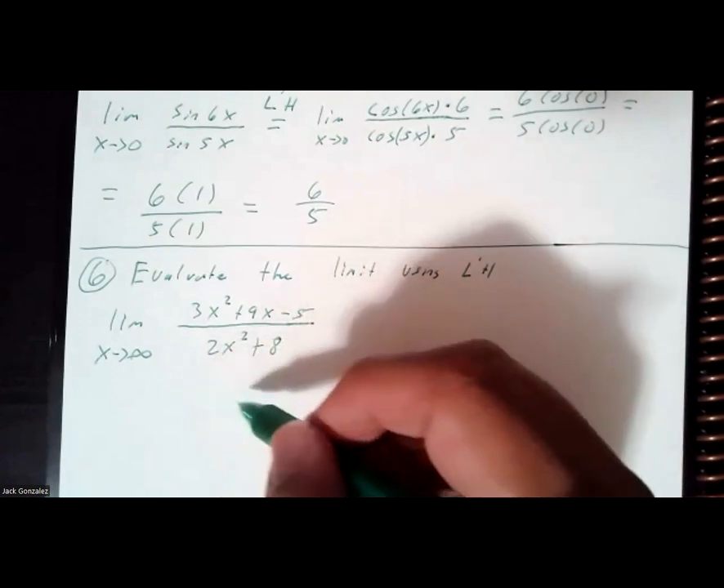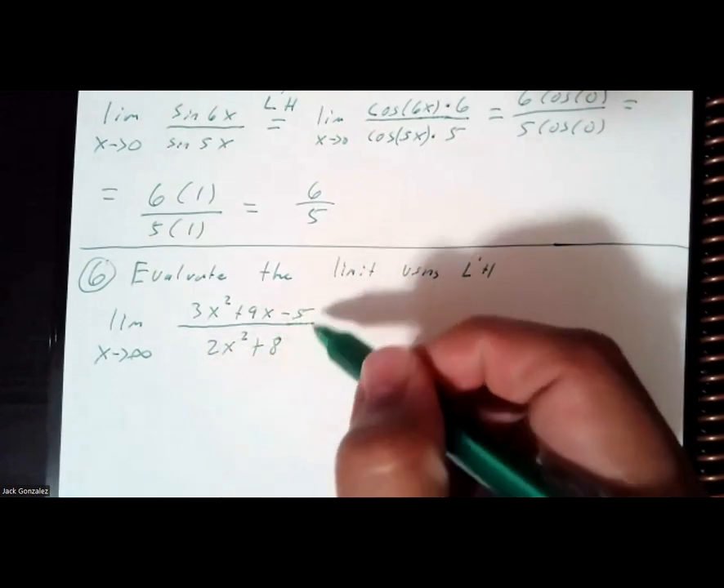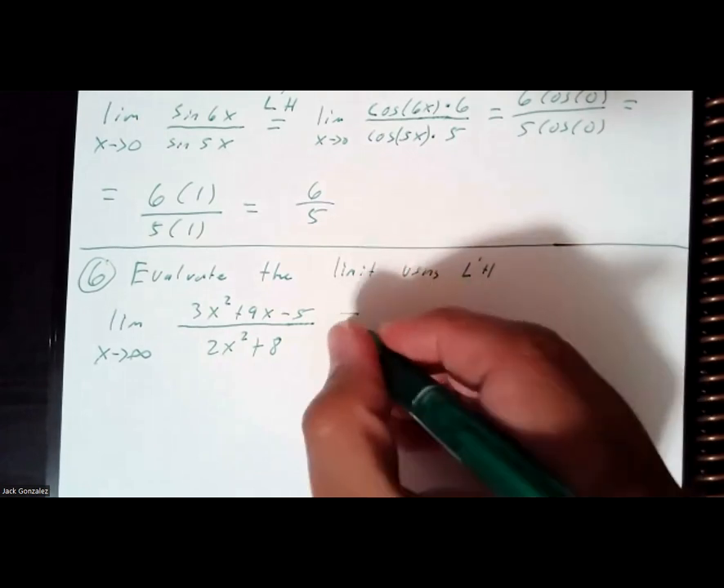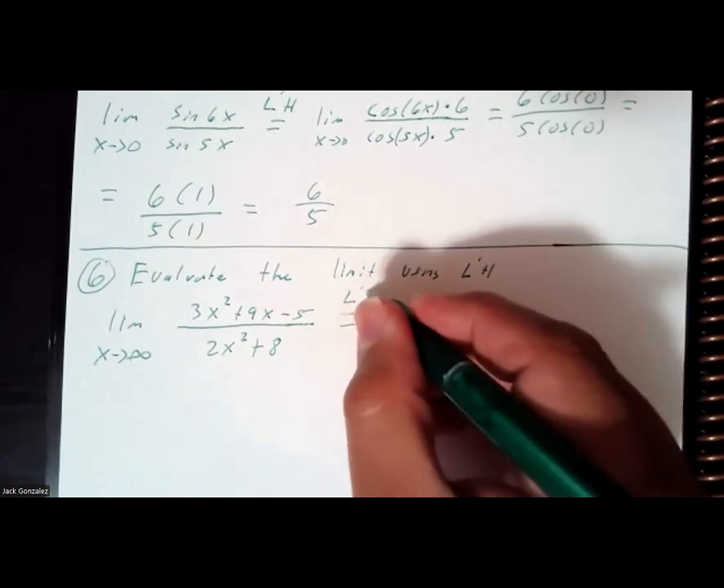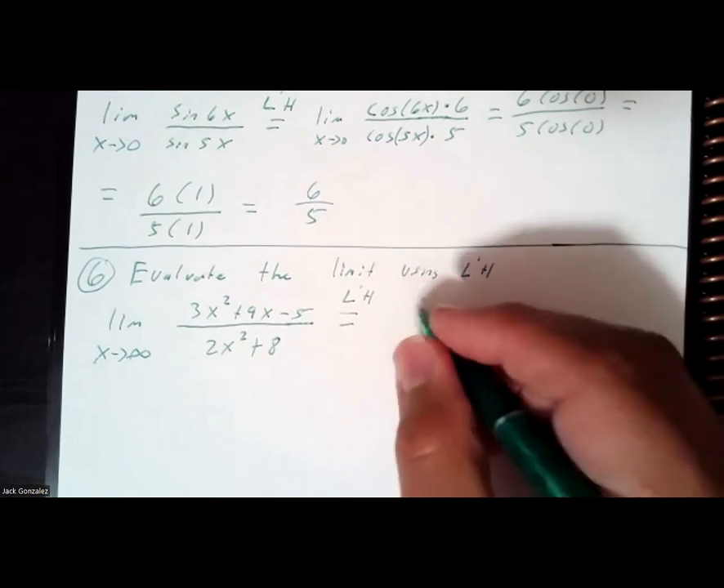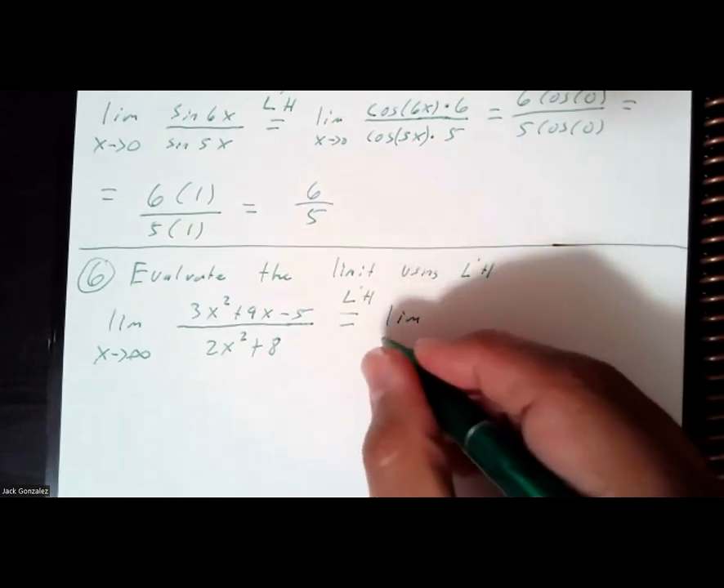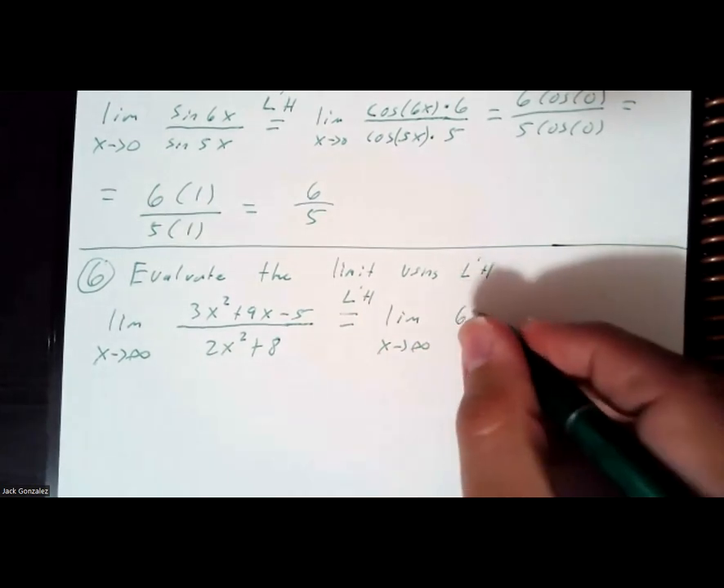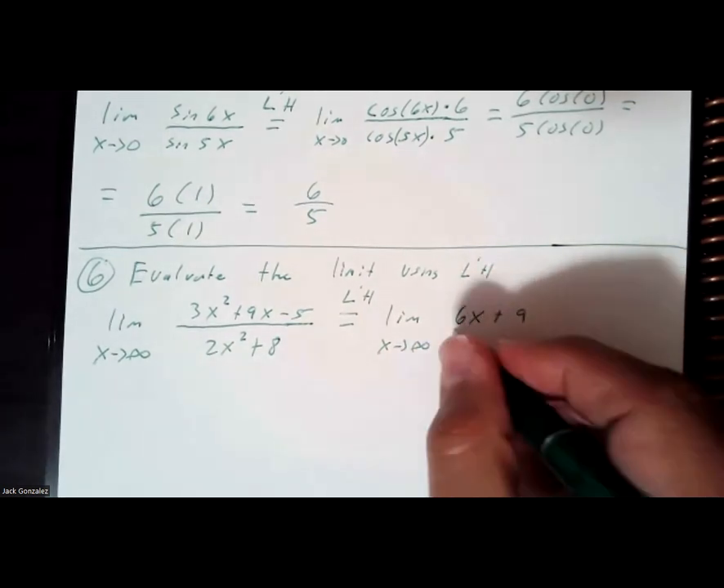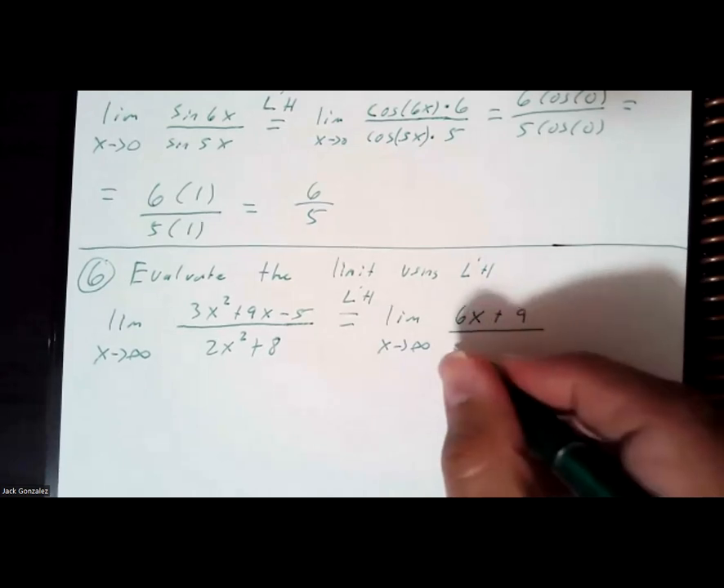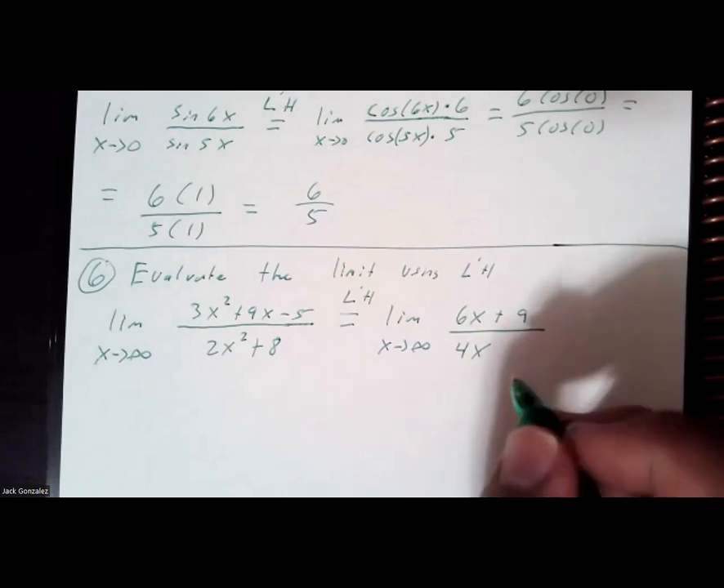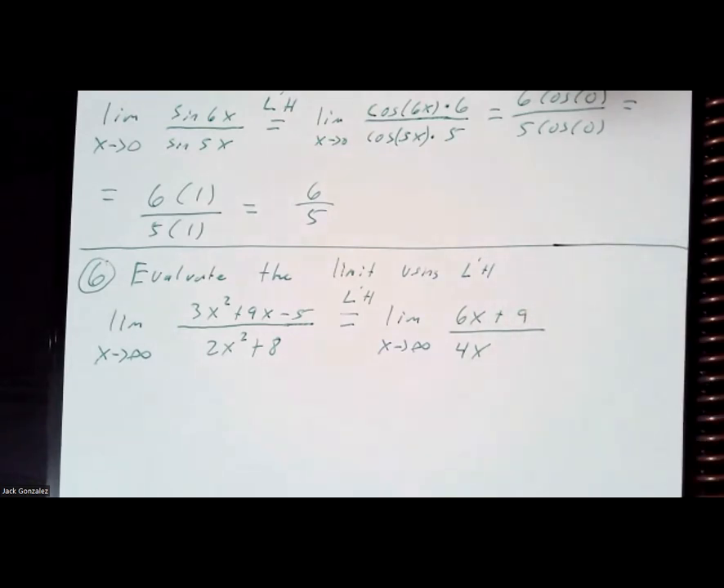If you plug in infinity, you would technically have infinity over infinity. So do L'Hopital right away. That'll be the limit as x approaches infinity of the derivative of 6x plus 9, over 4x. Just 4x. If you take the limit again, do you see that it is infinite?